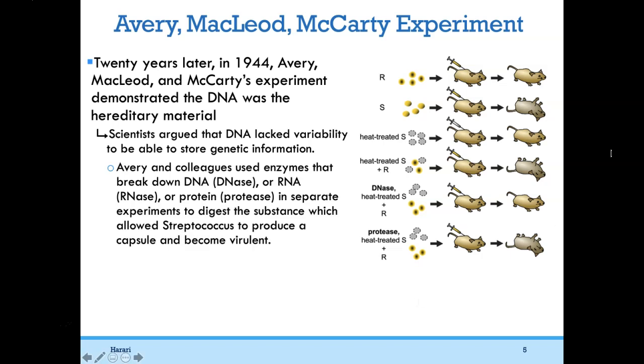What he did, very similar to what Griffith did, he saw that when he took the R strain bacteria, and again, this is like pneumonia bacteria, the R strain of pneumonia was unable to kill the mice. Only the S strain was. And when he heat treated the S strain, it was unable to be infectious. So that's very similar to what Griffith saw so far, right?